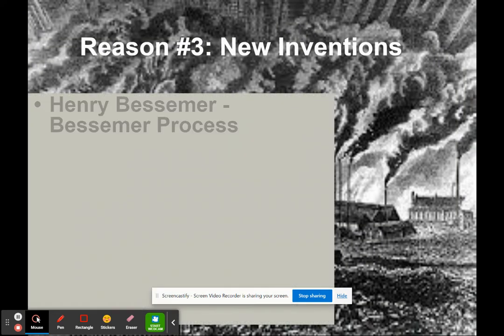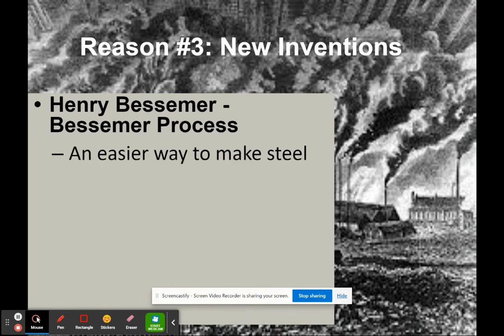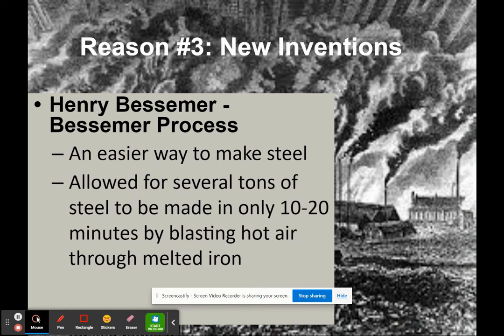Carrying on with the new inventions, we had the Bessemer process created by Henry Bessemer. This was an easier way to make steel. It allowed for several tons of steel to be made in only about 10 to 20 minutes by blasting hot air through the melted iron.